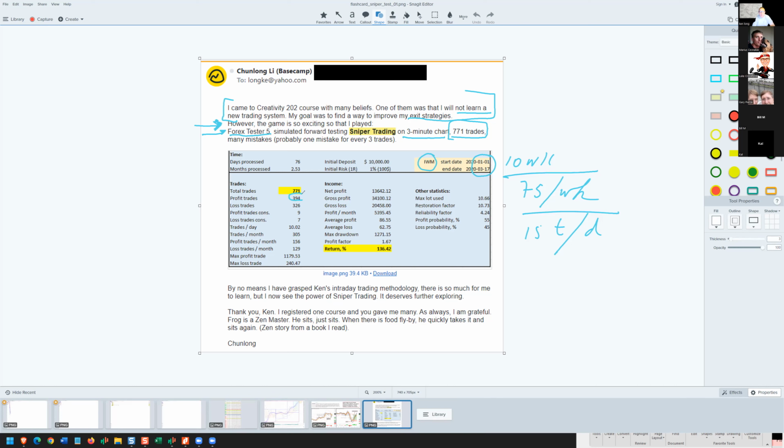So 394 wins, 326 losses, so that's about a 4-to-3 win ratio. His best profitable trade was about 1180, which was 5 times larger than his maximum loss trade, so that's correct. His net profit on a $10,000 account was 13.6K, so that's 136% return in 10 weeks.